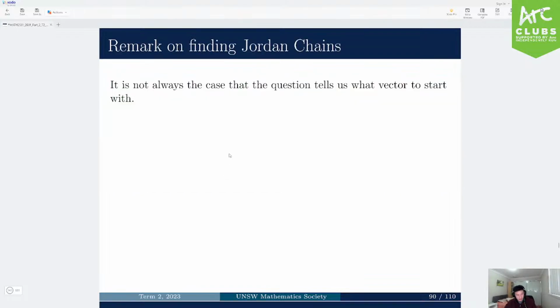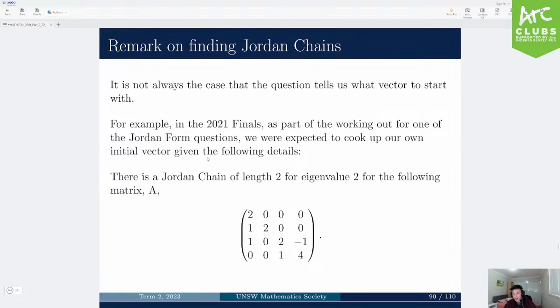And a quick remark on finding Jordan chains is that the question is not always going to tell us what vector to start with. Sometimes you're going to have to cook up your own vector in your Jordan chain. For example, in the 2021 finals, as part of the working out, they were expected to cook up their own initial vector given the following details.